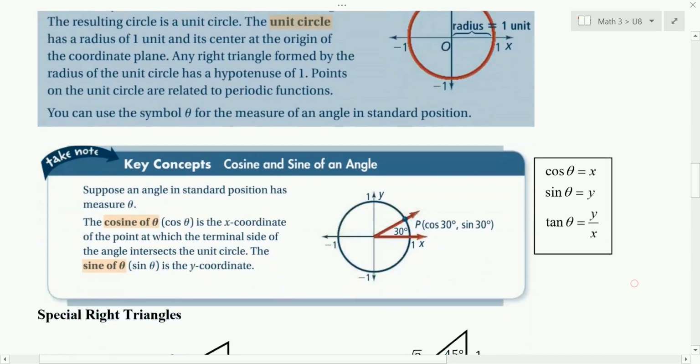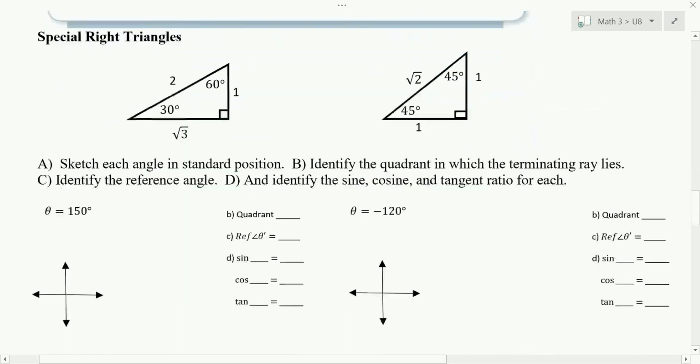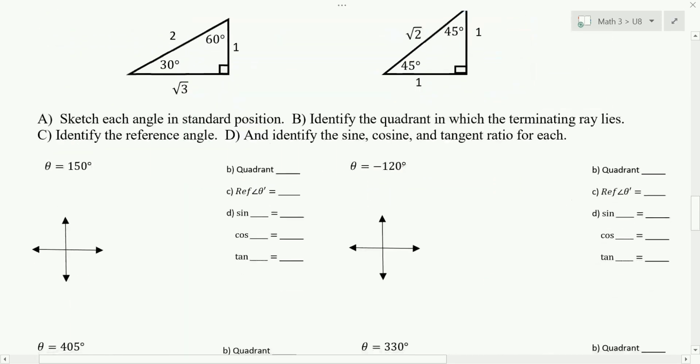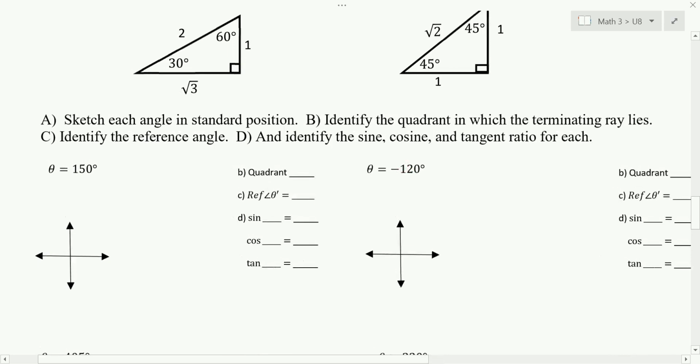So let's take a look at a problem here. So here we're asked to sketch the angle in standard position. We did that yesterday. Okay. And then identify the quadrant in which the terminating ray lies. We did that yesterday as well. Identify the reference angle. We did that as well. But then here's what we didn't do, part D. Identify the sine, cosine, and tangent ratio for each. Okay, so this is going to be new to us.